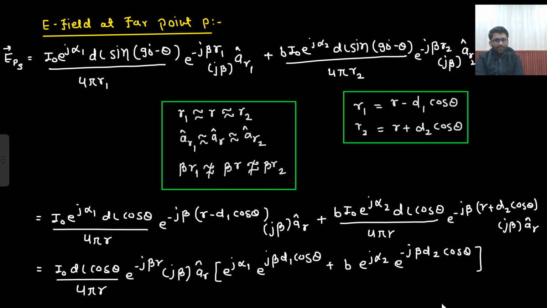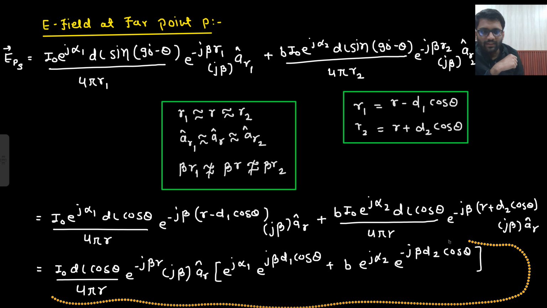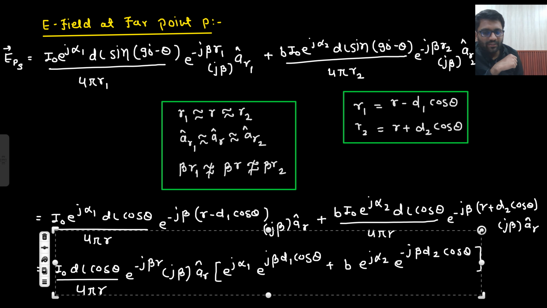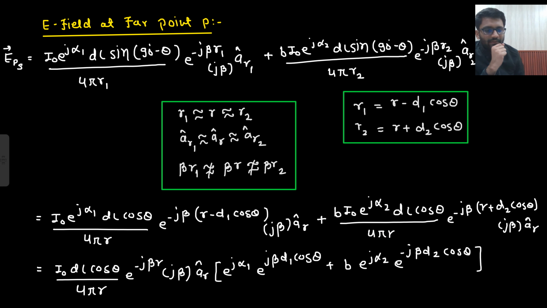right? I dl cos theta upon 4 pi r e to the power minus j beta r into j beta ar cap, e to the power j alpha 1 e to the power j beta d1 cos theta plus b e to the power j alpha 2 e to the power minus j beta d2 cos theta, right? So now let's copy this and let's write down this expression again. Certainly in the examination you do not need to derive it. I will tell you a shortcut method that how you will be writing down in the examination. So in the examination you don't need to derive it.